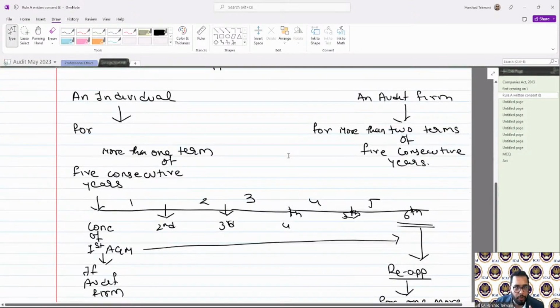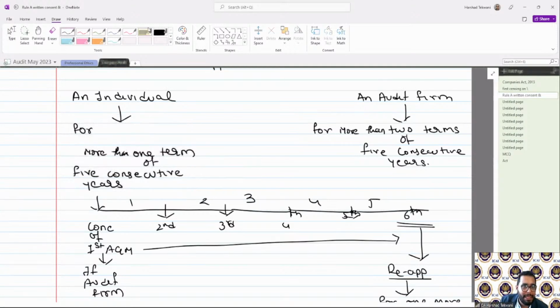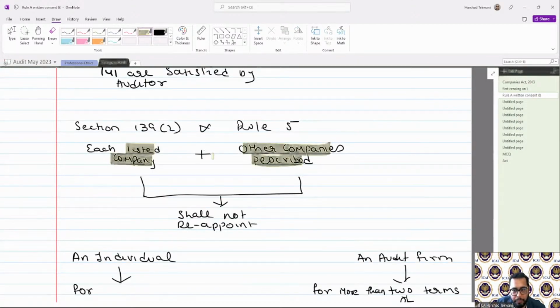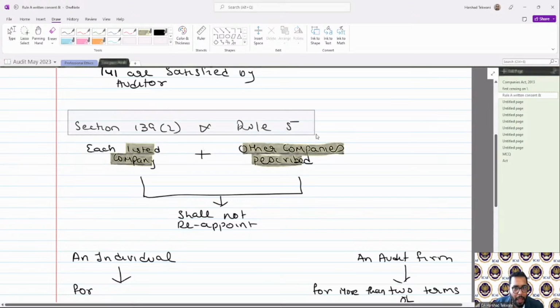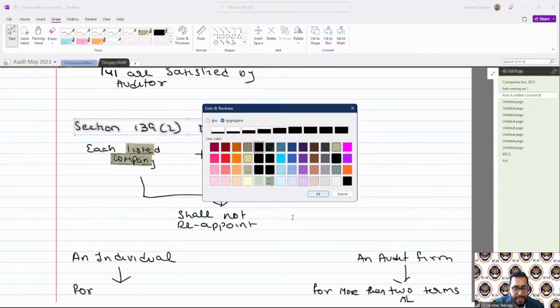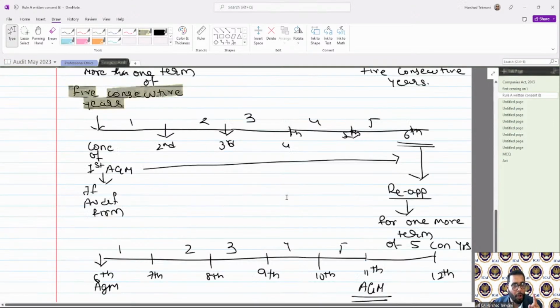Now, there are 2 things to focus on over here. One is it talks about the consecutive years of one term, or 5 consecutive years. And it is applicable to listed and prescribed companies. Another thing is that it is for 5 consecutive years, meaning if there is a break, then I need not apply this provision.